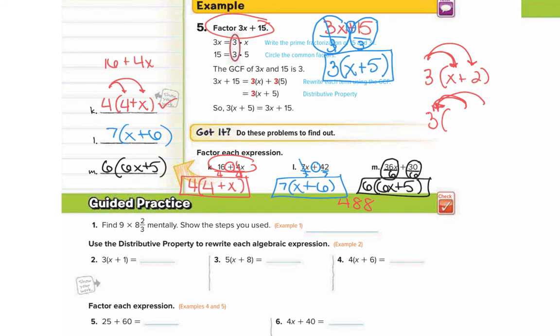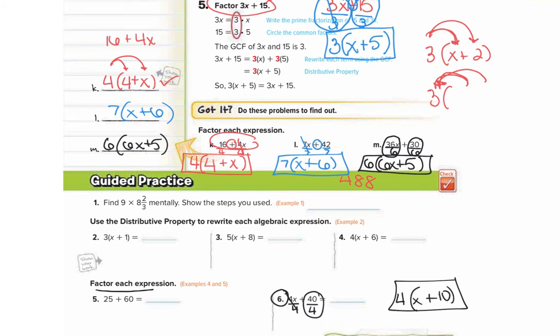Okay, let's do number 6. The greatest common factor between 4 and 40 is 4. So we can divide out a 4. I'm going to divide this by 4 and divide this by 4. So 4x over 4, the 4's cancel out and we're just left with x, plus 40 divided by 4 is 10. So the final answer would be 4 times x plus 10.